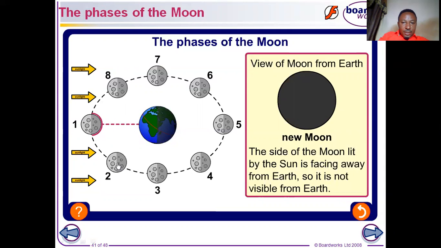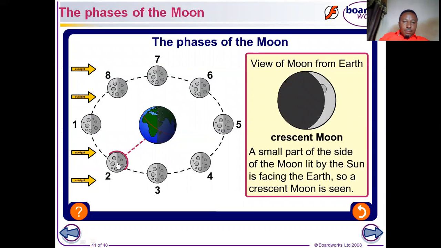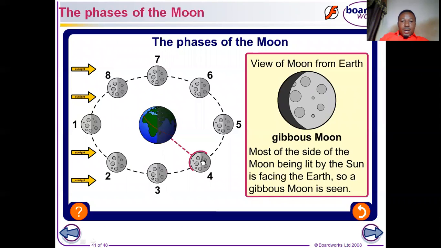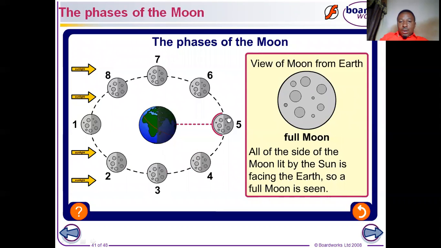Now this is the second stage, the crescent moon. But remember, we said in this stage it's called waxing because it's coming up. It's actually increasing in size. The bright side is actually increasing. So that's a waxing crescent moon. The half moon, the waxing gibbous, then the full moon, where all of the moon surface facing the sun directly is reflecting light to the earth.